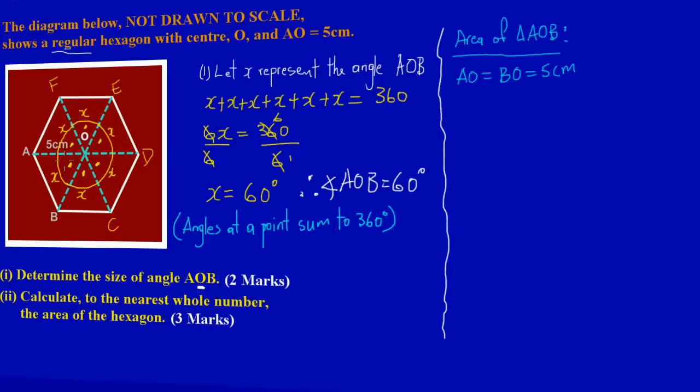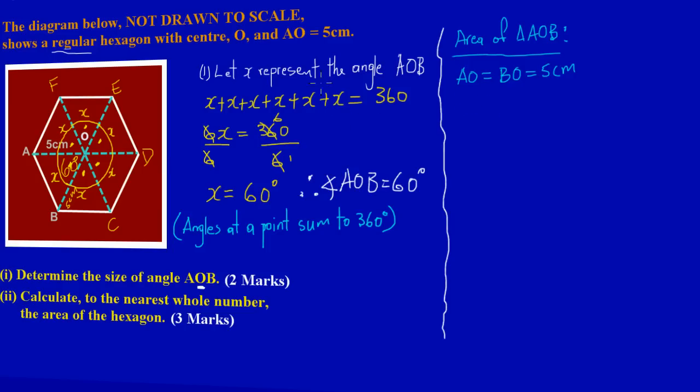We have just calculated this value to be 60 degrees. If you notice this point here, BO would also be 5 cm, as we have stated. So these 2 sides, AO and BO, form the angle at the center, which is 60 degrees. So when you have a situation like that, you can use the sine formula to find the area. You have 2 sides sandwiching an angle in between.